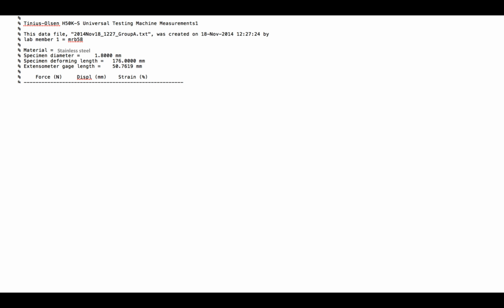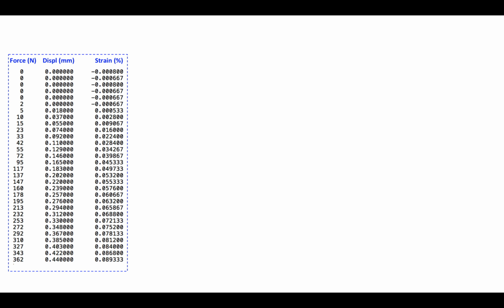This is some setup data about the Tinius-Olson load cell that was used, and we're going to get data recorded as force in newtons, displacement in millimeters, and strain as a percent. As the force on the spoke was steadily increased, over 500 readings were taken of those three numbers. This is some of the very preliminary data as the load cell is just beginning to start to put tension on the spoke.